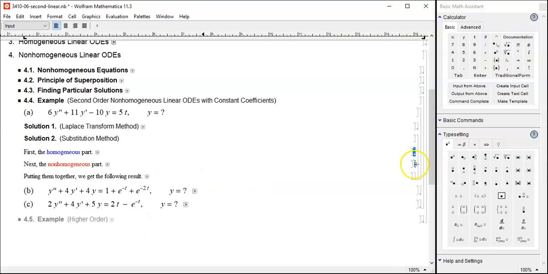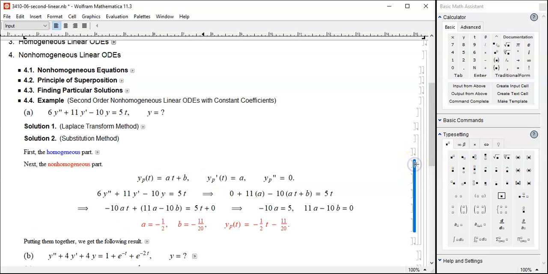How about the non-homogeneous part? Let's begin with an educated guess here: at plus b. Why did I do that? That's because this non-homogeneous part, f of t, is a linear polynomial. If this is a polynomial of order k, then you put a polynomial of degree k here. I'll talk about the detail after this problem. For now, let's go from here.